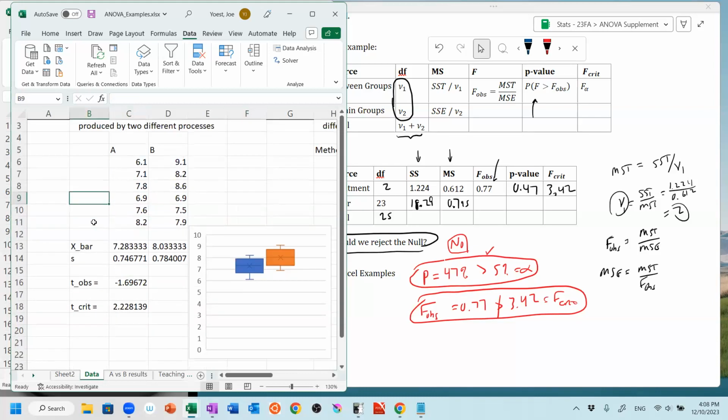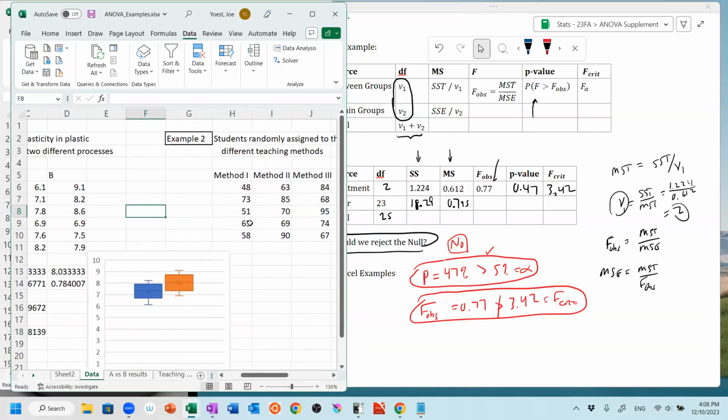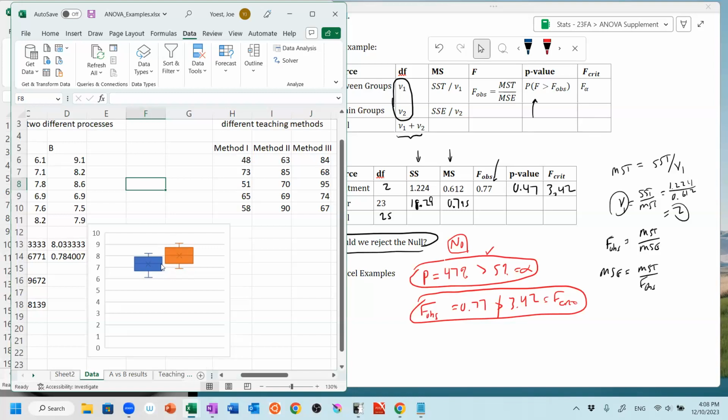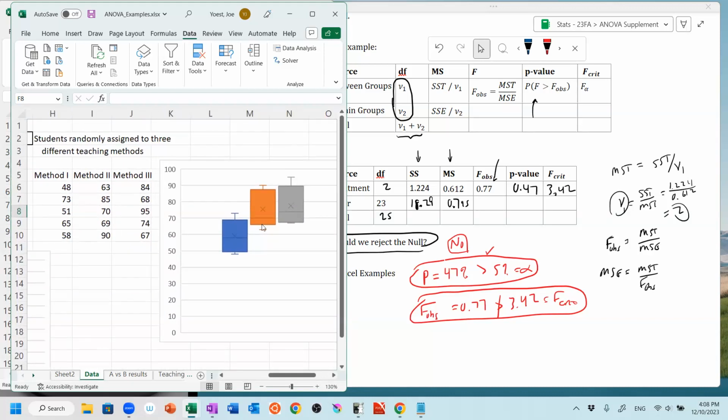But in either case, we conclude that we cannot say that the means between the two different processes result in different elasticity in the plastic they produce. And that also seems like a sensible conclusion when we look at the box plot. When we look at the different teaching methods, these box plots don't look so consistent with the means being the same. Maybe the mean between orange and gray, or method 2 and method 3, maybe those are close to the same, but it certainly seems like blue is a bit different.